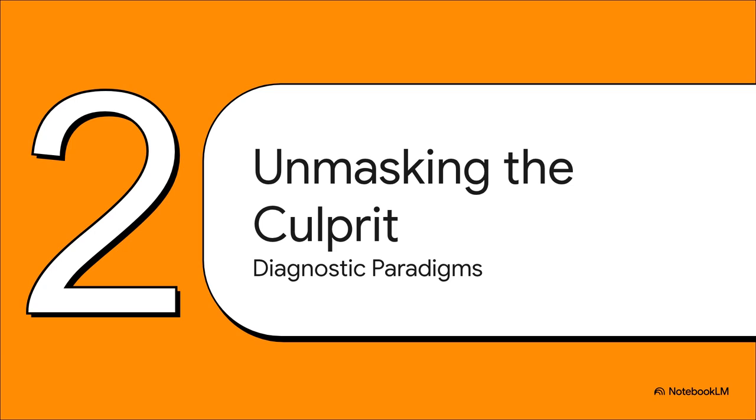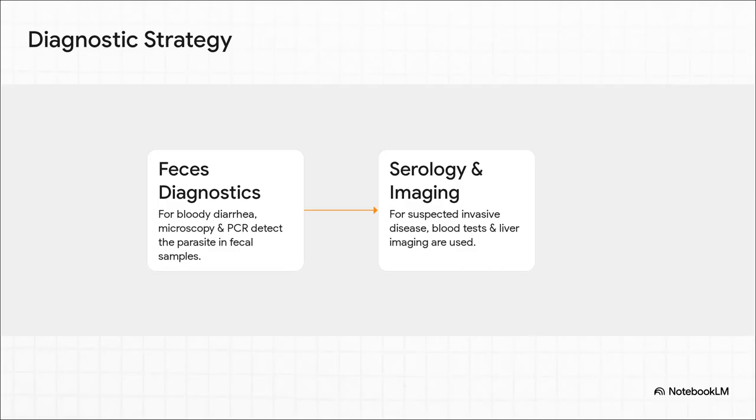So this leads us right into diagnostics. With such different ways this disease can present, how on earth do we pinpoint the pathogen? Well, the strategy has to be just as multifaceted. The diagnostic approach really depends on the clinical picture. If you're suspecting intestinal disease, that bloody diarrhea, you're going to be looking at stool samples. You're hunting for cysts or those hemophagous trophozoites under the microscope, or using PCR to find parasite DNA.